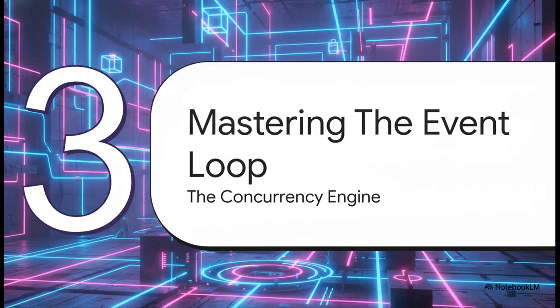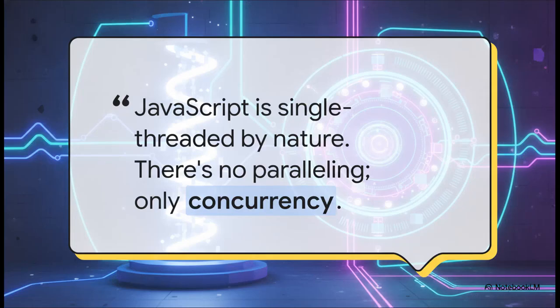Section 3. Mastering the event loop, the concurrency engine. Let this sink in for a second. JavaScript is single-threaded by nature. There's no paralleling, only concurrency powered by an event loop. It has one single call stack. It can literally only execute one command at a time. The event loop is the absolute saving grace here, preventing long-running operations, like fetching network data, from completely freezing up your browser screen.